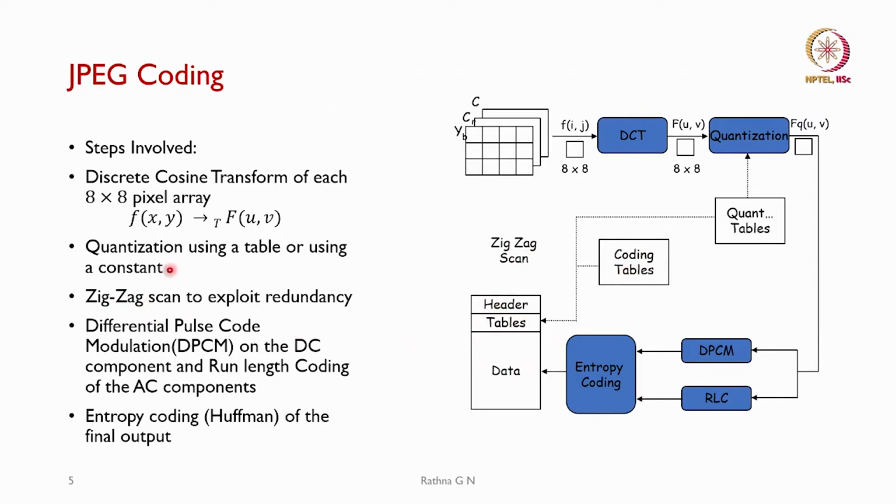So, what it says is quantization, using a table or using a constant, what you can do. Then the scanning is going to be a zigzag scan to exploit redundancy. We will see in a while with an example. Then you will be using differential pulse code modulation (DPCM) on the DC component, and run length coding you can incorporate on the AC components. Then you will be doing the entropy coding, that is usually Huffman code, popularly used in JPEG, for the final output.